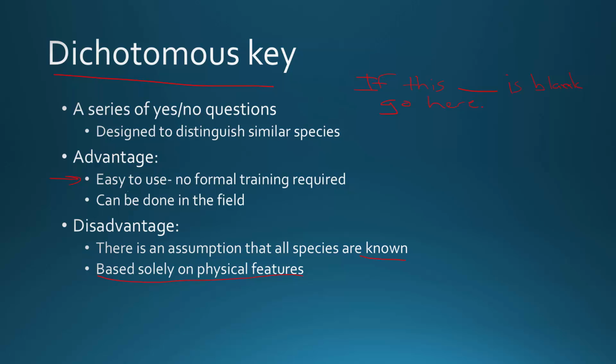Okay? So dichotomous keys, we do have some advantages. They're easy to use. They can be done in the field, but we have to have the assumption that all species are known and based solely on physical features.